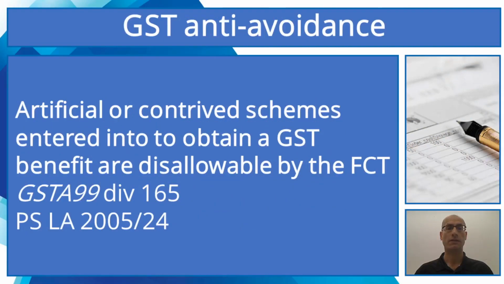The Commissioner is given power to strike out transactions in situations where the taxpayer or taxpayers have entered into a series of transactions or created some form of artificial system or contrived scheme. So the Commissioner can issue a determination that precludes a particular taxpayer from obtaining some form of benefit under the GST system.